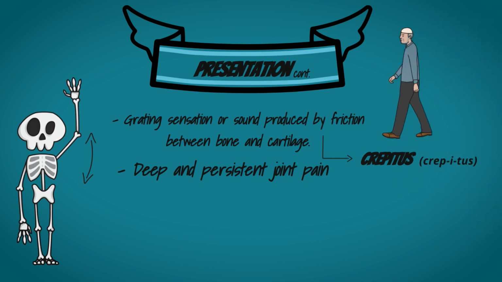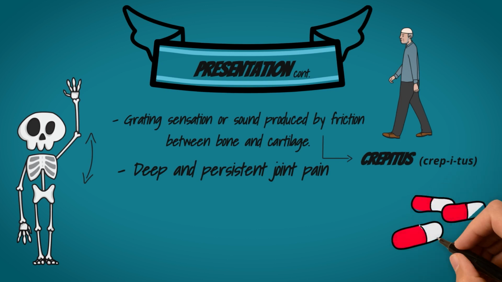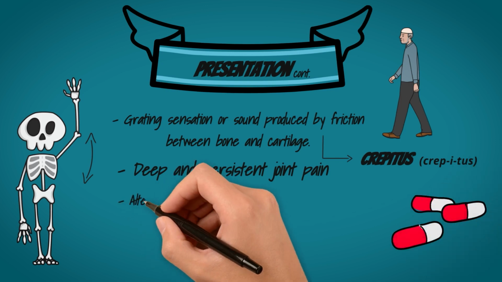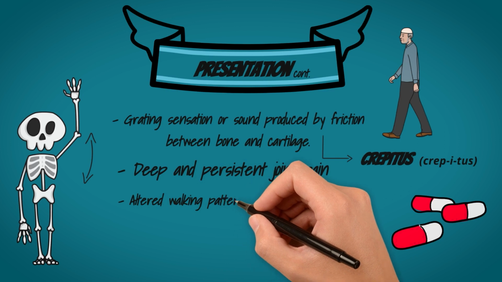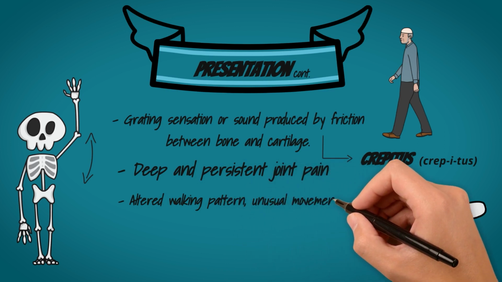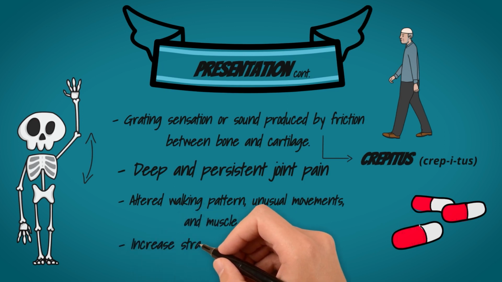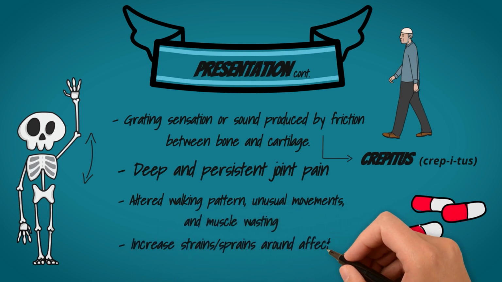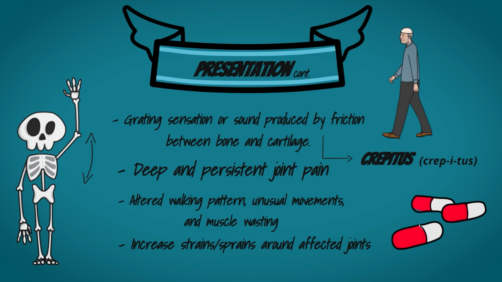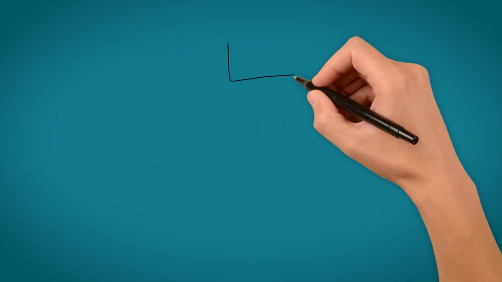Initially, patients may only experience pain during physical activity, but it can be relieved by rest and responds well to pain-relieving medication. Depending on the joint affected, patients may exhibit an altered walking pattern, unusual movements, and muscle wasting. There may also be an increased incidence of strains and sprains around those joints affected by OA, which could be due to the ligaments and muscles needing to assist in the support of the joint.